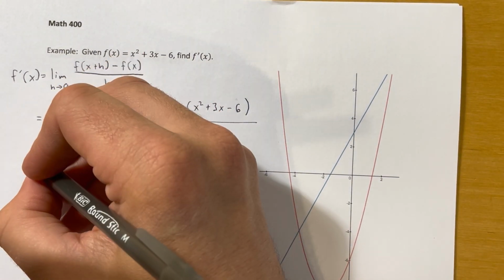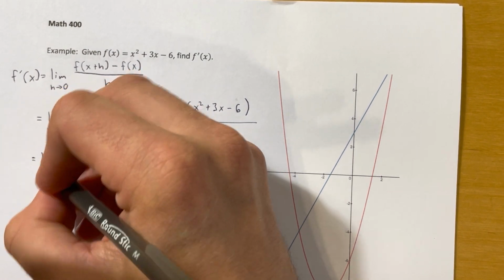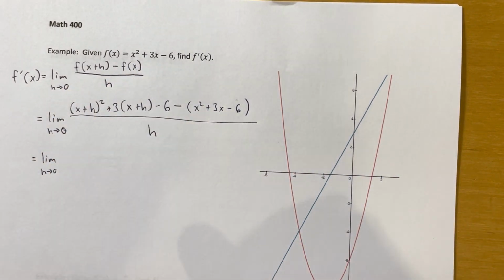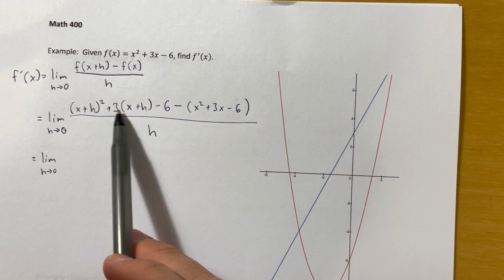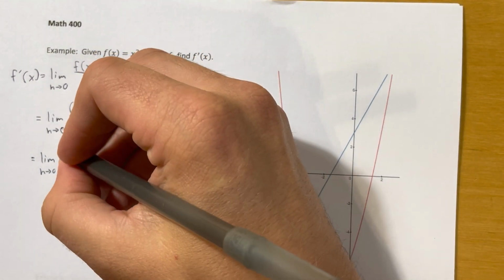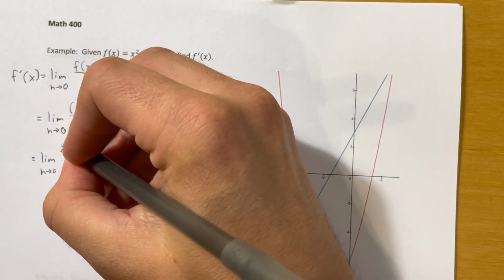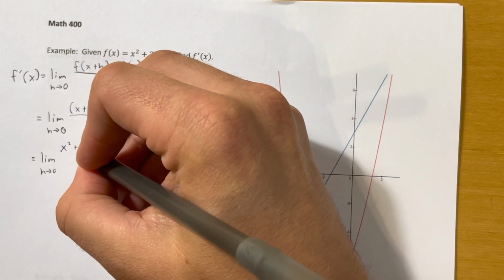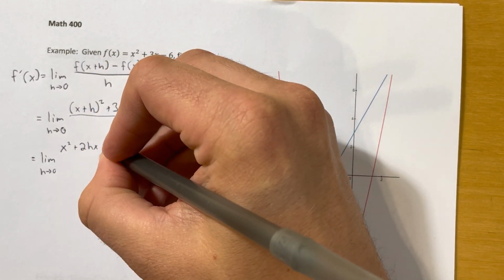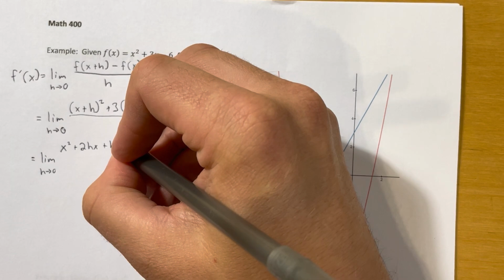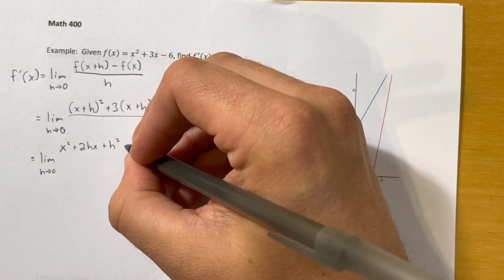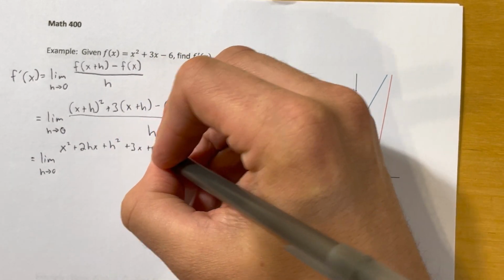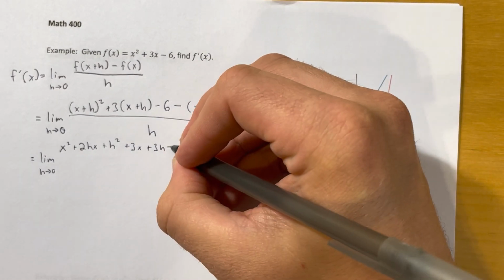Got some more simplifying to do. So this is going to look like the limit as h approaches 0. I'm going to expand this out. I'm going to distribute that 3. That's going to give me x squared plus 2hx plus h squared. Distribute the 3, I get plus 3x plus 3h minus 6.